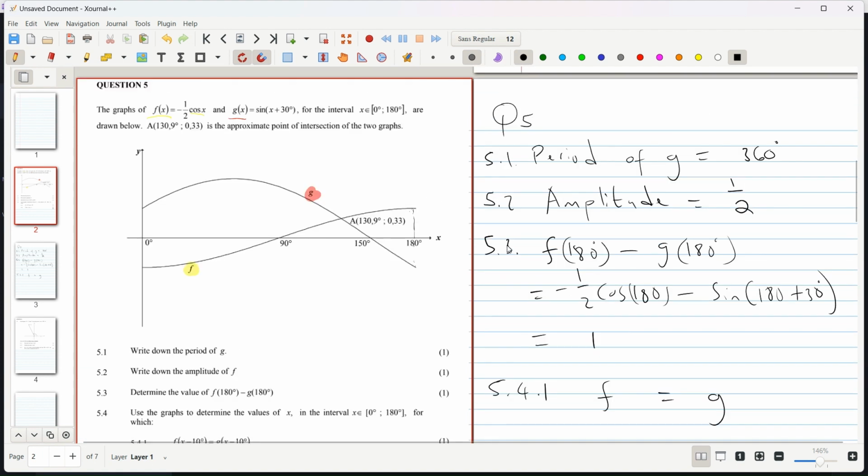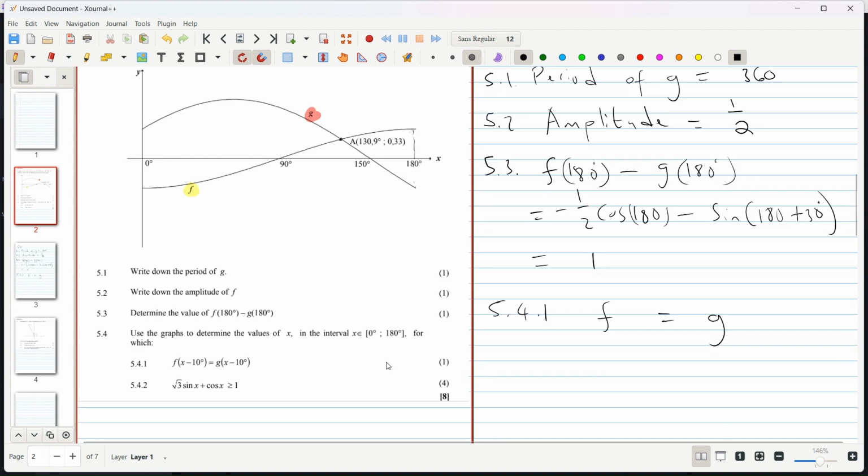From what we are given, we can see that these two functions, f and g, are equal at 130.9. So they are equal here at 130.9. But just because the function is shifting to the right, both functions are shifting to the right.